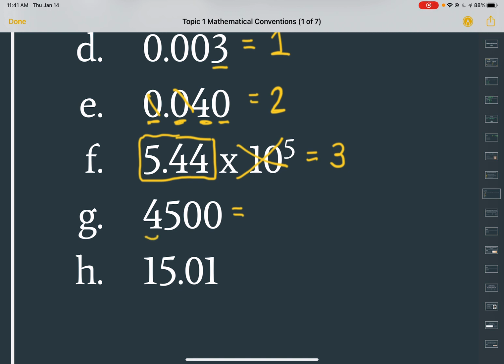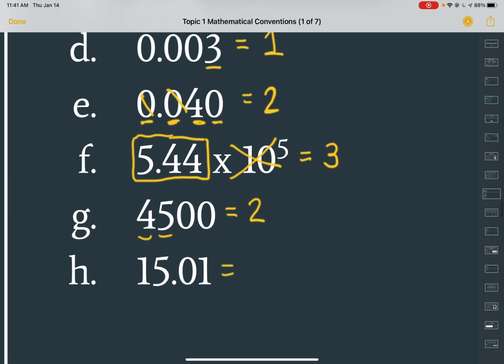4,500, we know 4 and 5 are significant. These zeros, because they're trailing, they don't have any decimal there, they are not significant. And then finally, this one, this is my favorite type, the zeros that are sandwiched. Those are significant. Because this 0 is between non-zeros, it becomes significant.